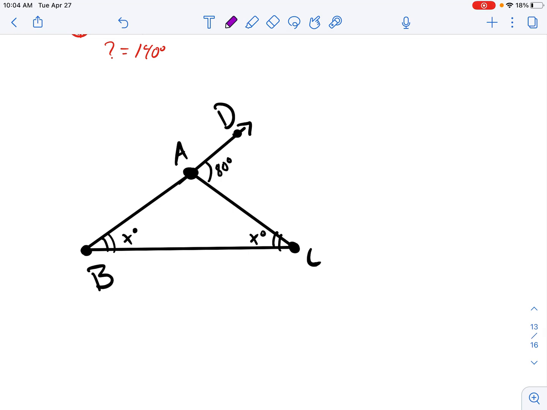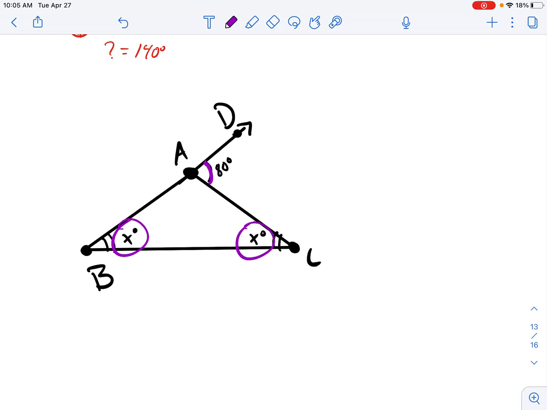Now sometimes they'll get a little trickier, so here's one that we can try, all right? So we know that this is 80 degrees, right? And we want to figure out what x is. If these are both x, that means they are the same measurement, okay?